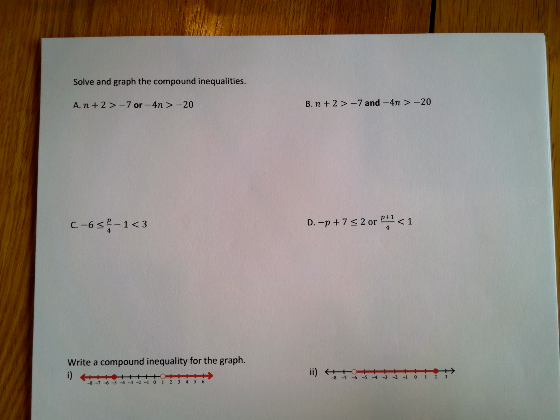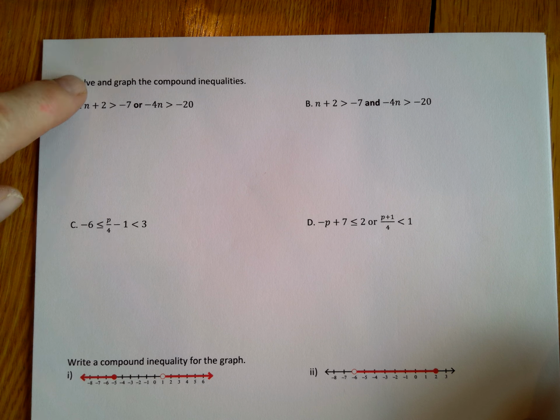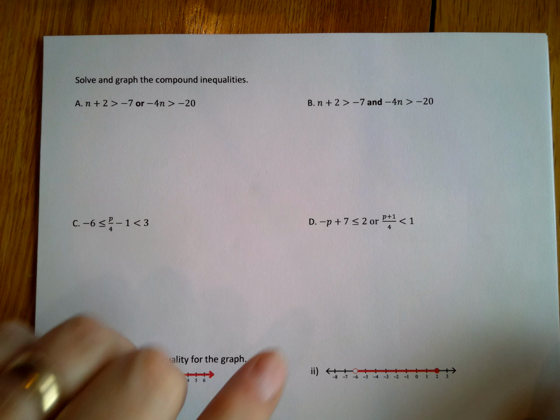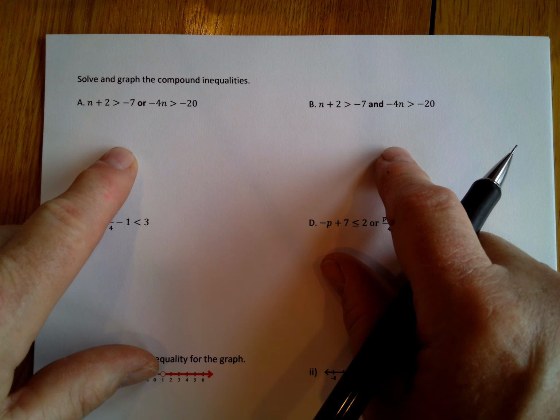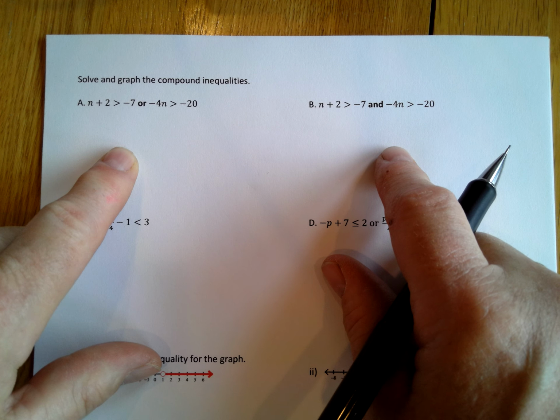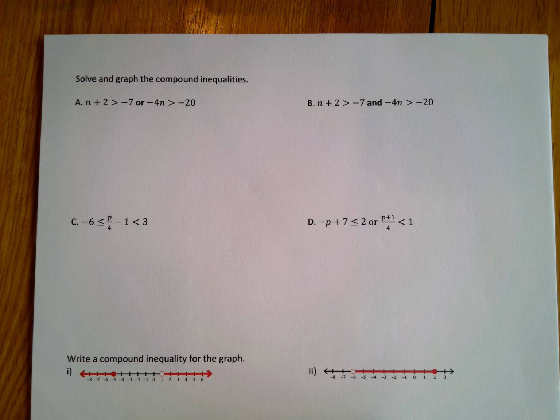All right, guys. Now we're just going to go on and do some more examples. We've got 1, 2, 3, 4, and in the bottom half, you only see these two right now, but in the bottom half, we're going to write the inequalities for graphs. So we're going to solve these inequalities and graph them, and then we're going to write compound inequalities for these given graphs. So with that said, let's go.